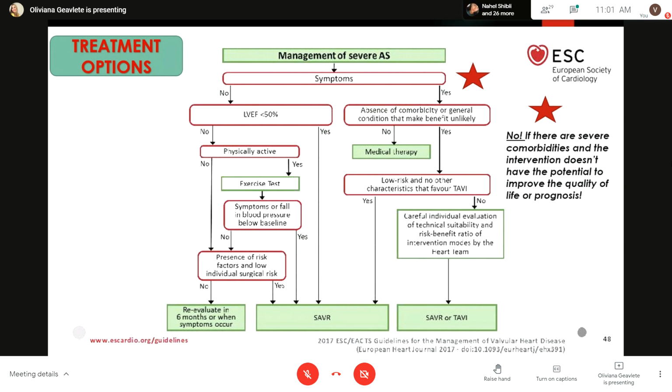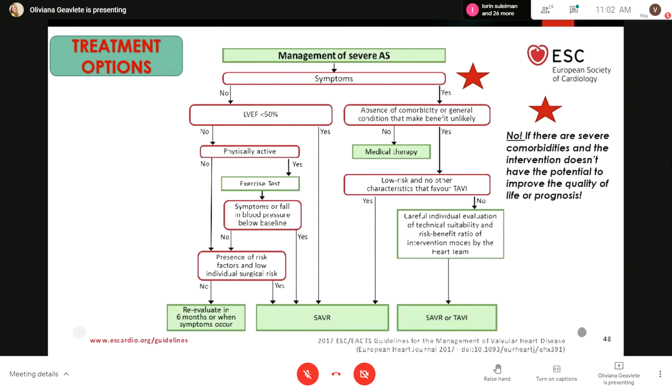We are not allowed to go for surgery or for intervention if there are comorbidities and the intervention doesn't have the potential to improve quality of life or prognosis. In this case, the patient should be treated medically, but this would not do many things for our patient because she is hospitalized every 2-3 months and she's getting worse and worse. So we have to do something because the medical therapy won't help her, and she does not have severe comorbidities. She does not have cancer.